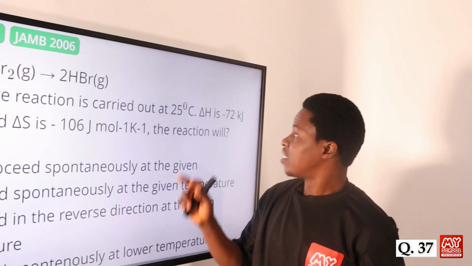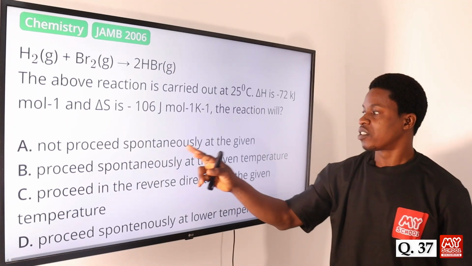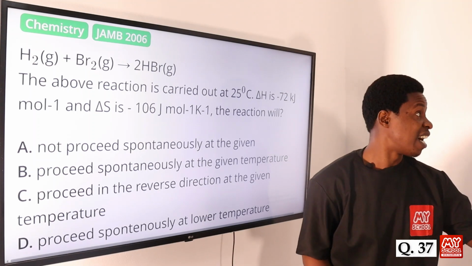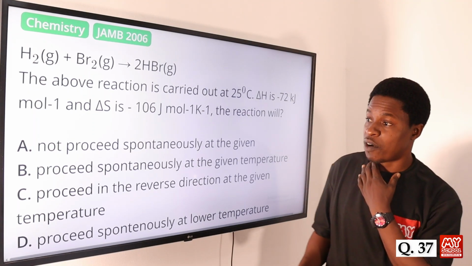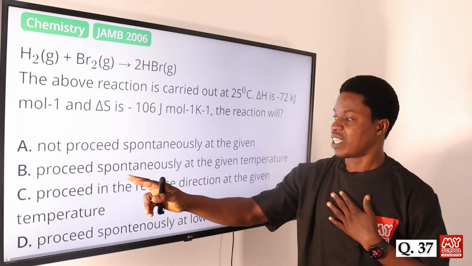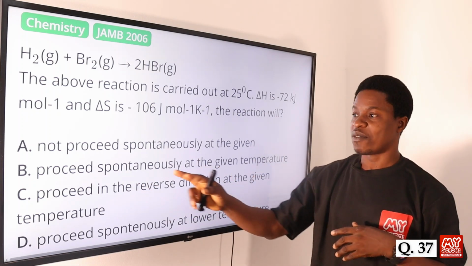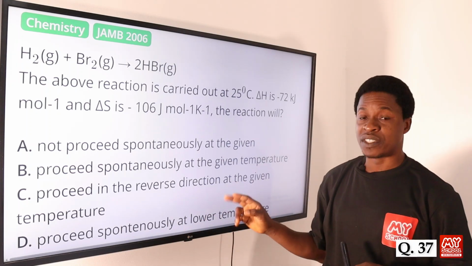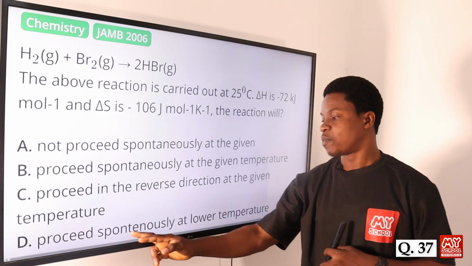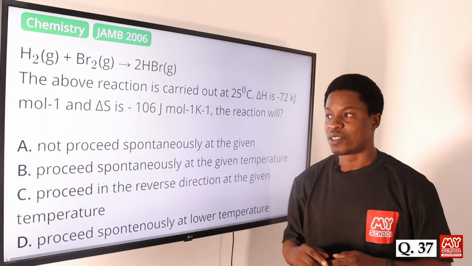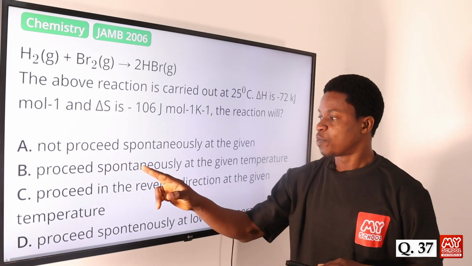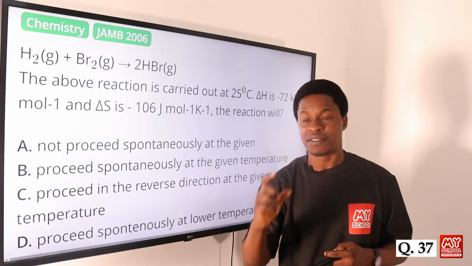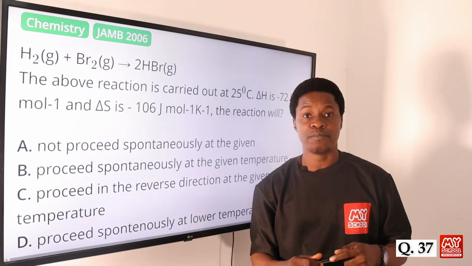Let's move back to the screen. Option A says the reaction will not proceed spontaneously at the given temperature. Of course, it is spontaneous because we had a negative value for delta G. Option B says proceed spontaneously at the given temperature. Of course, option B is correct. Option C says proceed in the reverse direction at the given temperature. No. Option D says proceed spontaneously at lower temperature. The correct answer is to proceed spontaneously at the given temperature because delta G is negative. So the correct answer is option B.